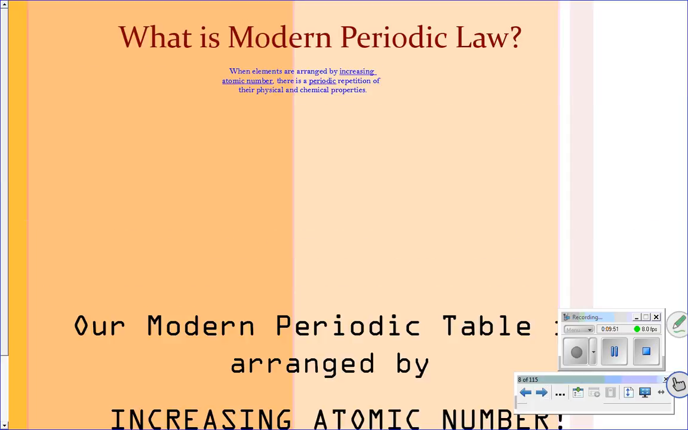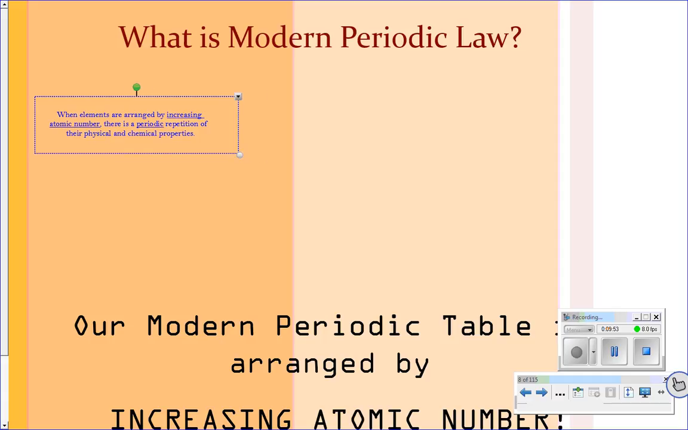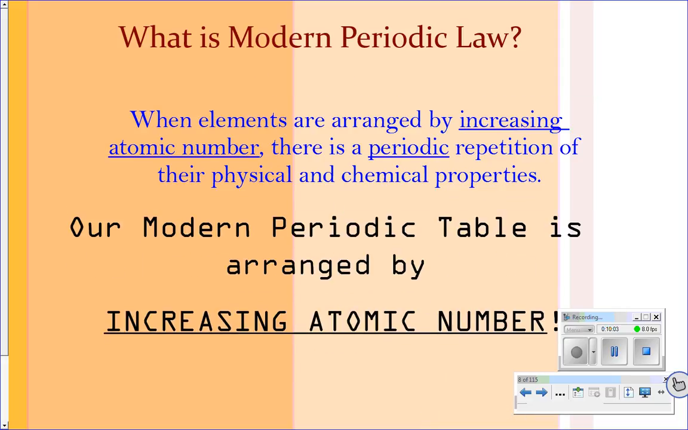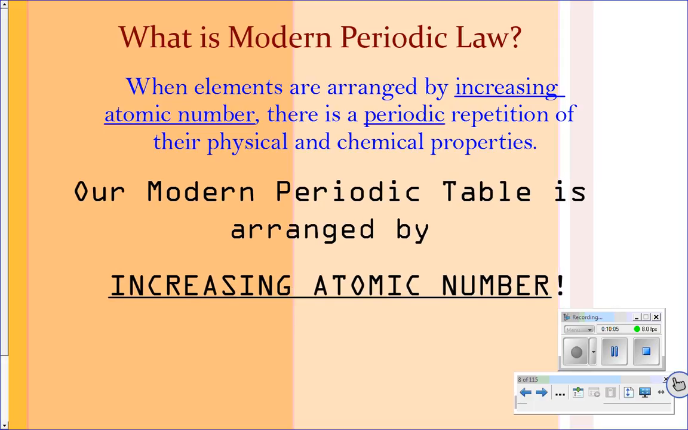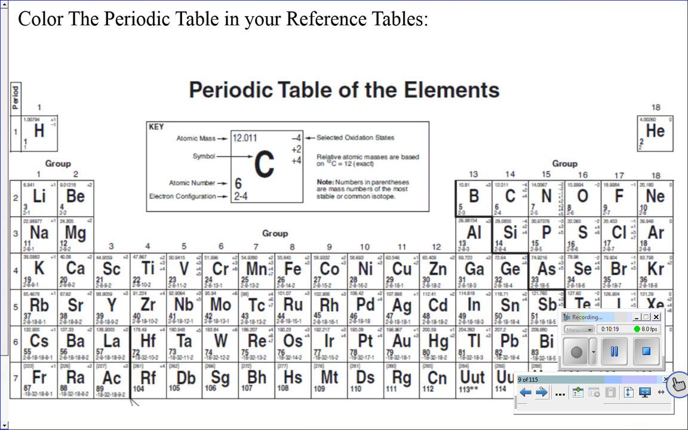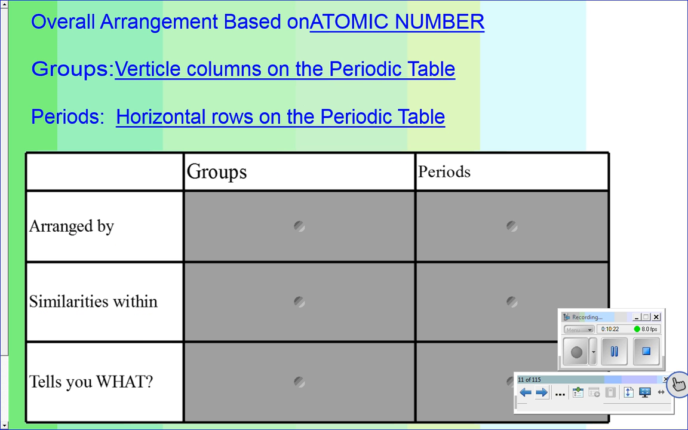So to wrap this up, we call this the modern periodic law. When elements are arranged by increasing atomic number, there's a periodic repetition of their physical and chemical properties. Reminder, our periodic table is arranged by increasing atomic number, not mass. I know I'm saying that a lot. It's important. So because of this repetition in arrangement, the overall periodic table is based on atomic number.